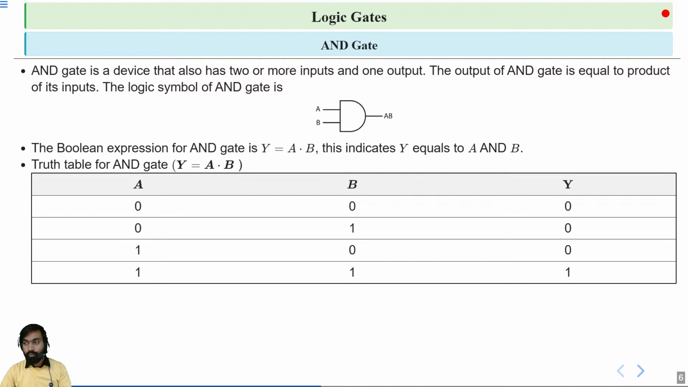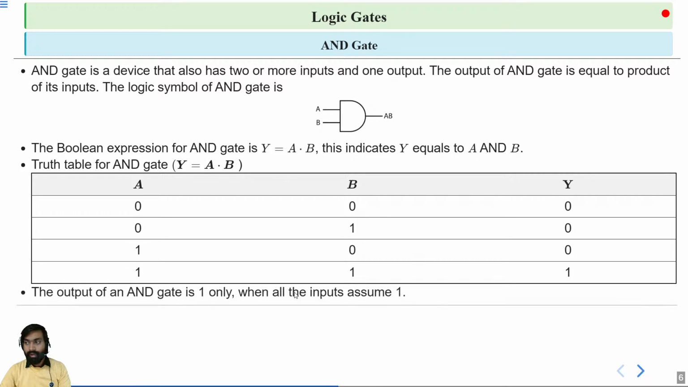So the truth table lists all possible input combinations and their outputs for the AND gate. Two inputs means there are four combinations: 0 0, 0 1, 1 0 and 1 1. And we know the condition is that both inputs should be 1, so the output will be high. This last one, yes or no?